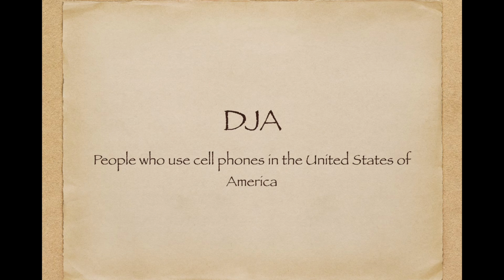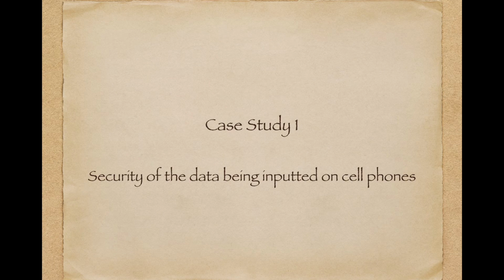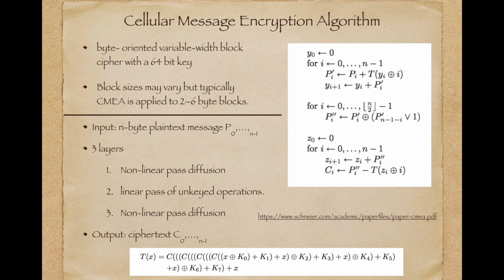Intro to case study 1. In this case study, we will argue that the encryption done by the cellular message encryption algorithm is ultimately insecure. The CMEA algorithm is a byte-oriented block cipher with a 64-bit key. It takes an n-byte message, an 8-byte key, and outputs the corresponding ciphertext. CMEA consists of 3 layers corresponding to each for loop in the pseudocode.